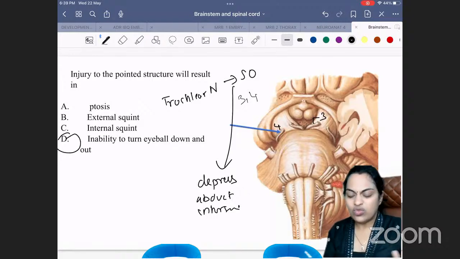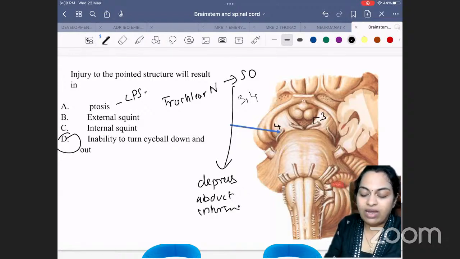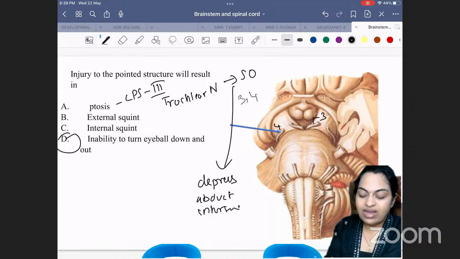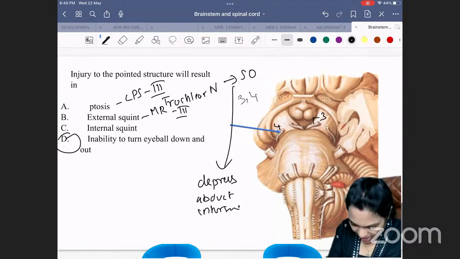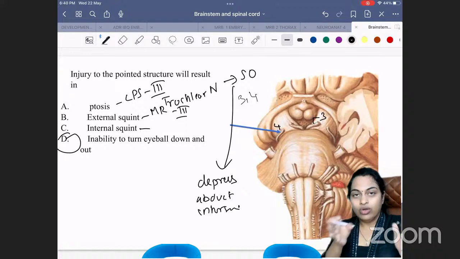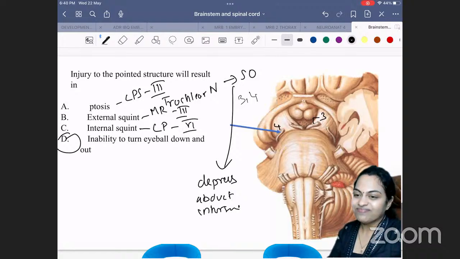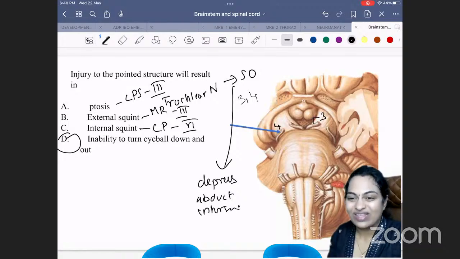So injury to the pointed structure will result in inability to turn the eyeball down and out. Ptosis is caused by paralysis of levator palpebrae superioris, supplied by the third nerve. External squint: paralysis of medial rectus, again innervated by the oculomotor nerve. Internal squint: you want to look out, but the eye goes medially; paralysis of lateral rectus, innervated by the sixth nerve. So we have covered so many MCQs in this one question.